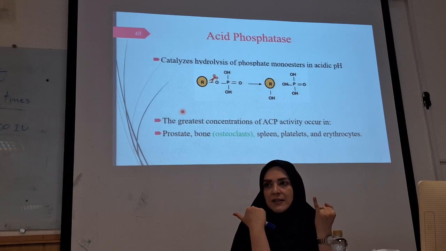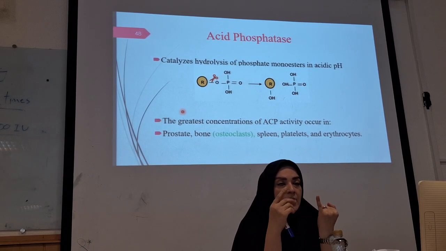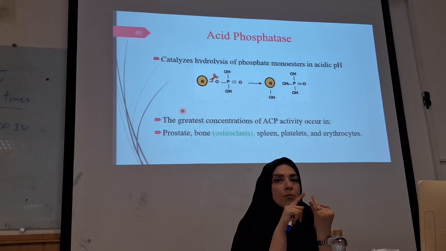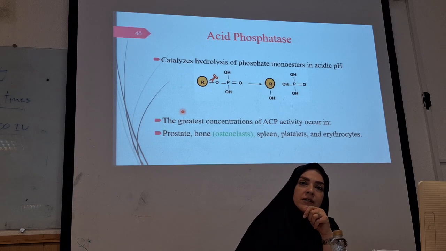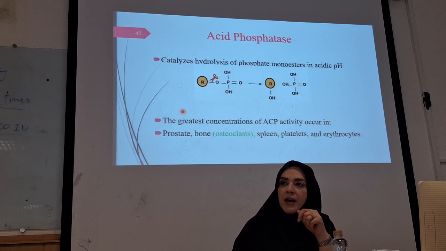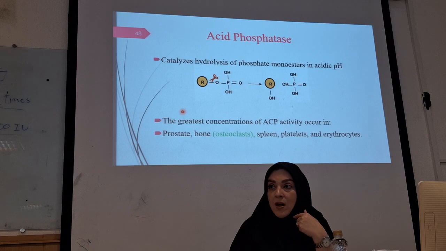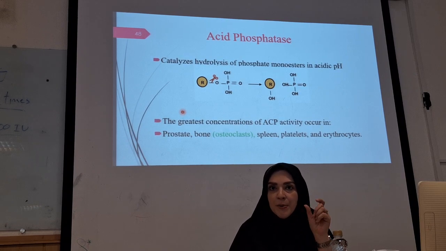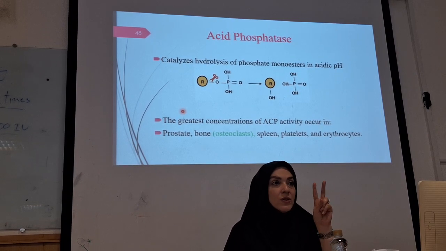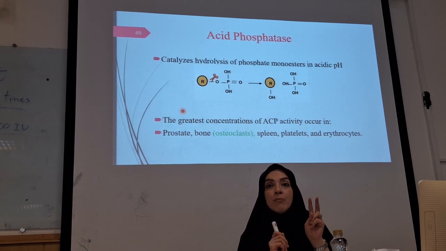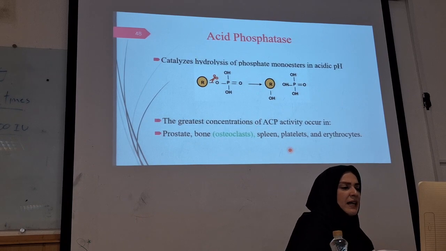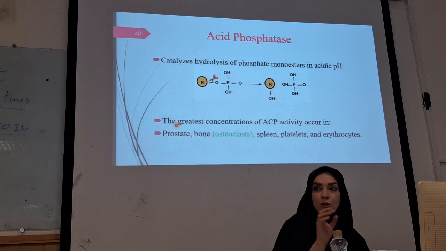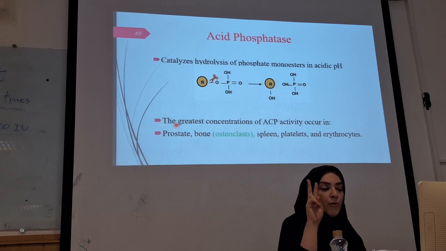So as a physician, you should order two markers from the laboratory: prostate specific antigen, or PSA, and acid phosphatase. If your patient has abnormal PSA and acid phosphatase, you should order another examination, for example a sonography test. Maybe there is some malignancy inside the prostate gland. So these markers are very important. PSA and acid phosphatase. And also we have spleen, platelets, and erythrocyte. But osteoclast and prostate are considered the two main important sources.